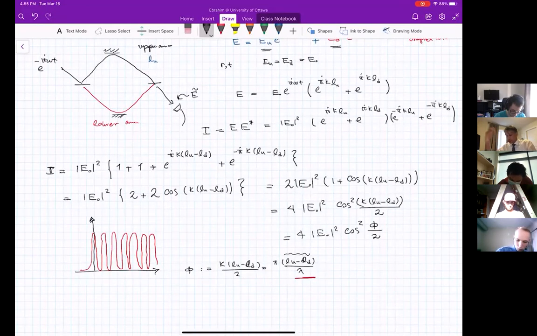So by changing phi, or changing the difference between the LU and LD, then you can control what is happening with intensity at the detector. Good. This is what we call interference, essentially.